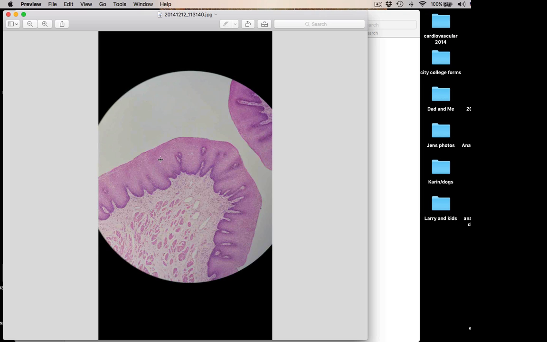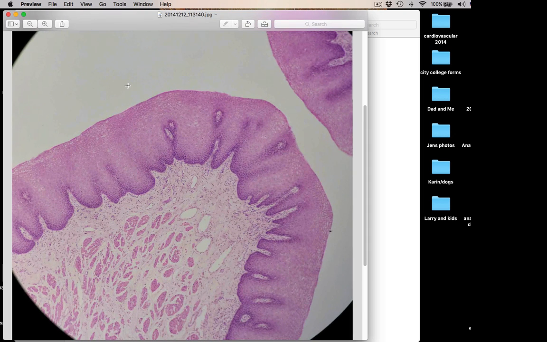So remember, with epithelial tissue, the first thing you look at is, is it single layer? Is it only one layer thick, or is it two or more layers thick? If it's single layer, it's called simple. If it's more than one layer thick, it's stratified. Now on this one, here's the basal layer, here's the apical layer, lots of cells in between. Let's go a little bit higher. So this obviously is stratified.